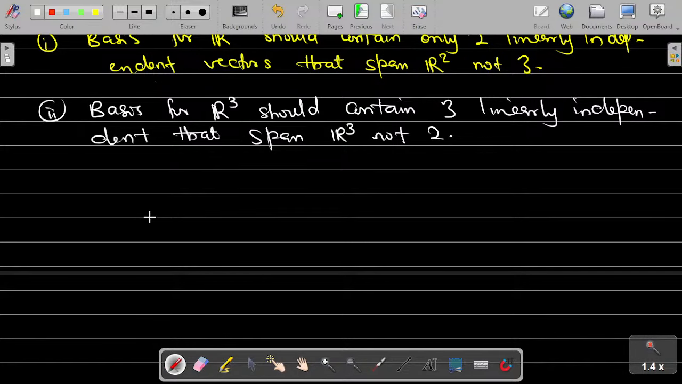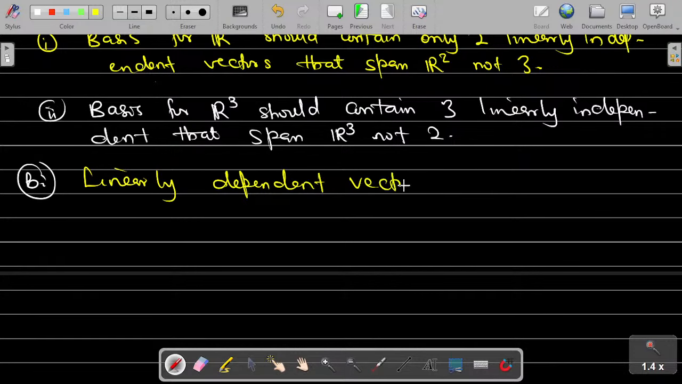Okay, so we go to the next one, which is b(i). We are told to state 2 vectors that are linearly dependent. This is a very simple question. I have taken time to mention linearly dependent vectors many times here. So 2 examples is what they are looking for in this particular question.